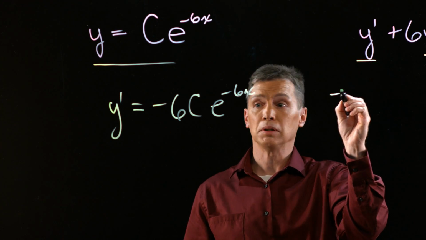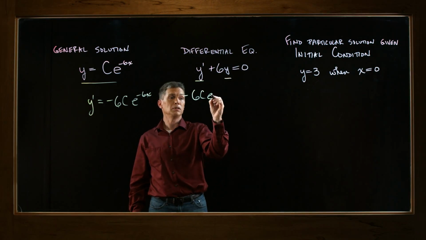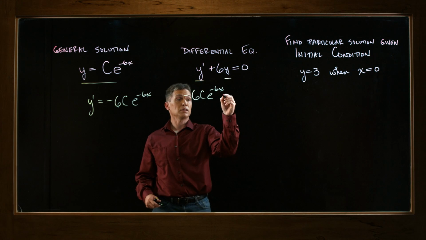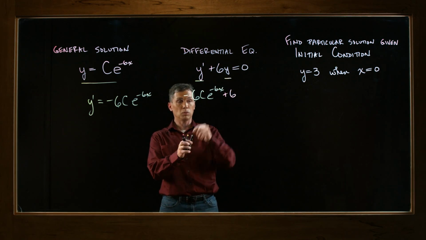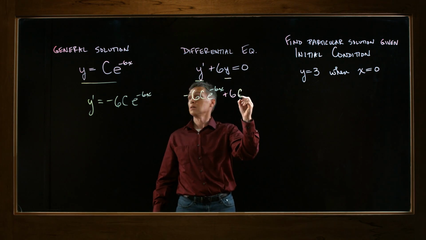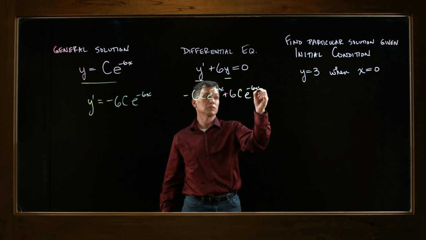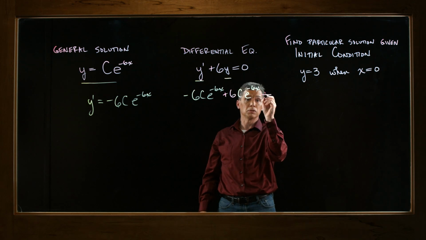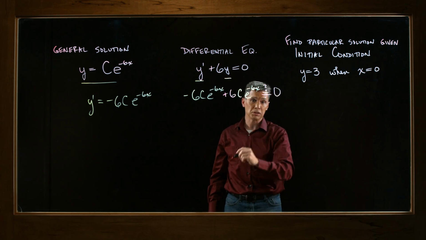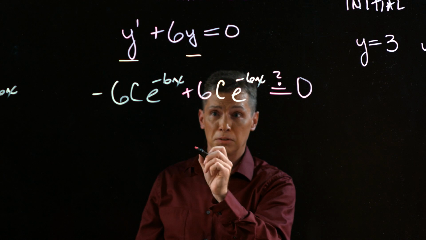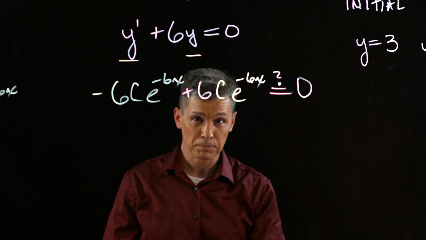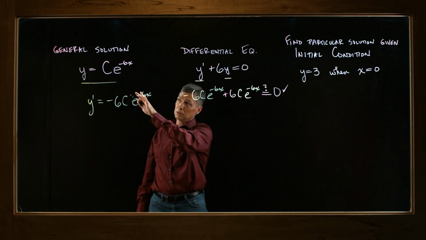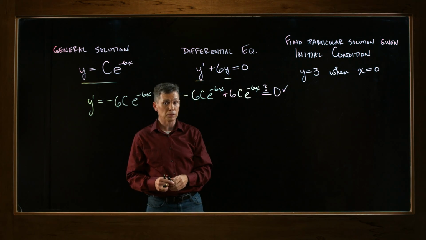So y prime is minus 6c e to the minus 6x, and then plus 6 times the y, which was our c e raised to the minus 6x. And in the original differential equation, that's supposed to equal 0. If we're verifying that, then we're questioning whether that equals 0. If you take a look at that equation for just a quick second, it's verified. So the first half of the problem is done. Satisfied that that is a general solution to this differential equation.